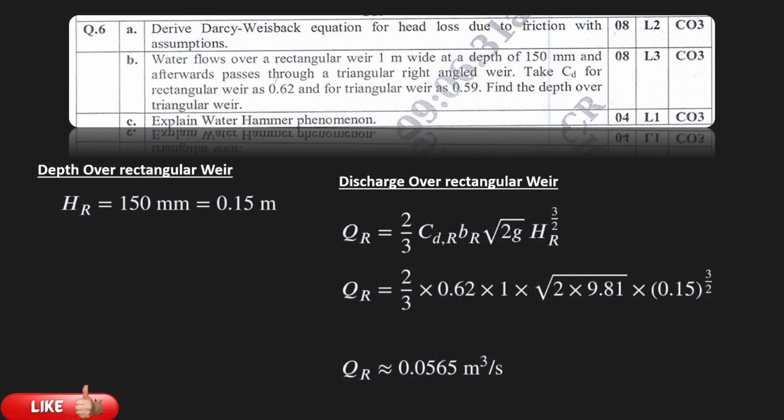Depth over rectangular weir is given already in the question, 150 mm. So HR is equal to 0.15 meter. Discharge over rectangular weir formula we already know. After substituting all the values, that is 2/3 multiplied by coefficient of discharge for a rectangular weir 0.62, then breadth is 1 meter into square root of 2 into g is 9.81, multiplied by height 0.15 raised to 3/2. After solving, we will get QR is equal to 0.0565 cubic meter per second. This is the discharge over rectangular weir.